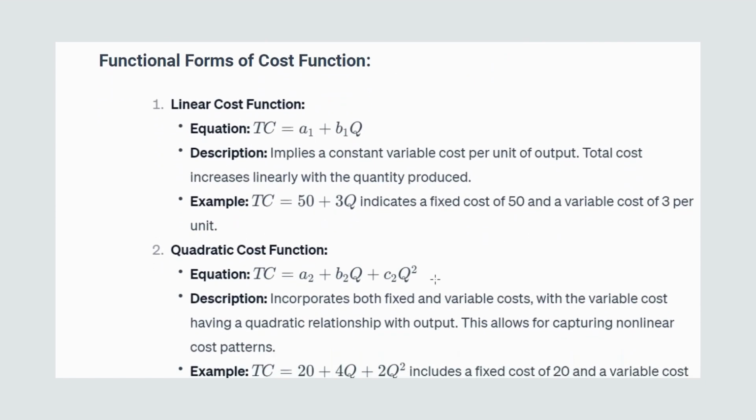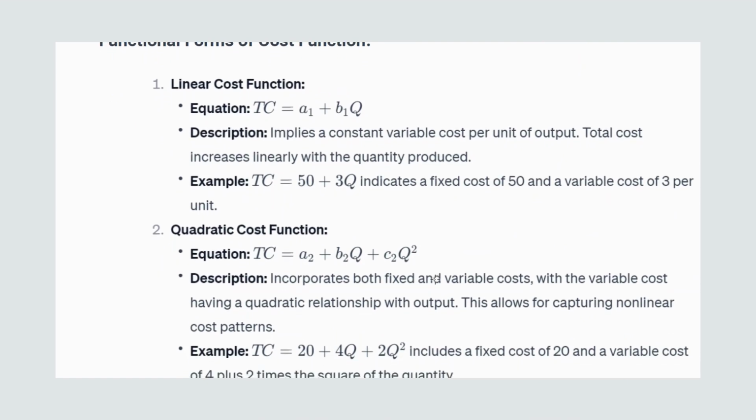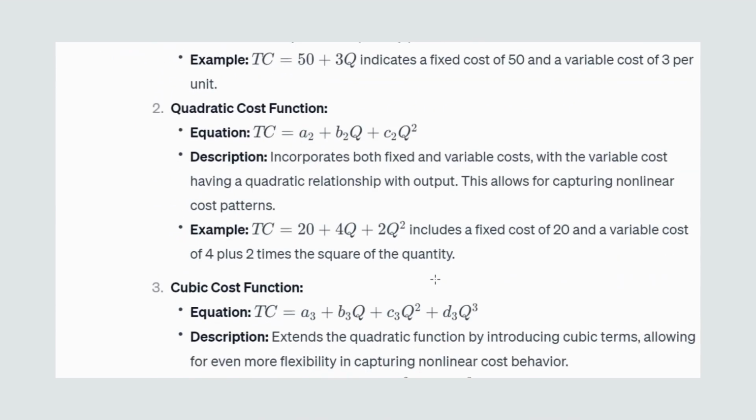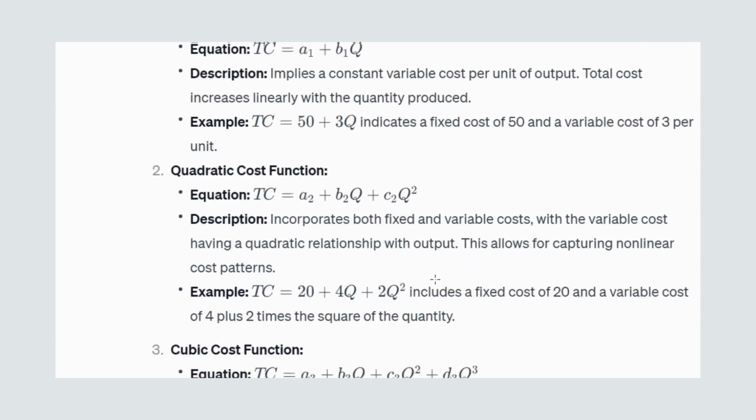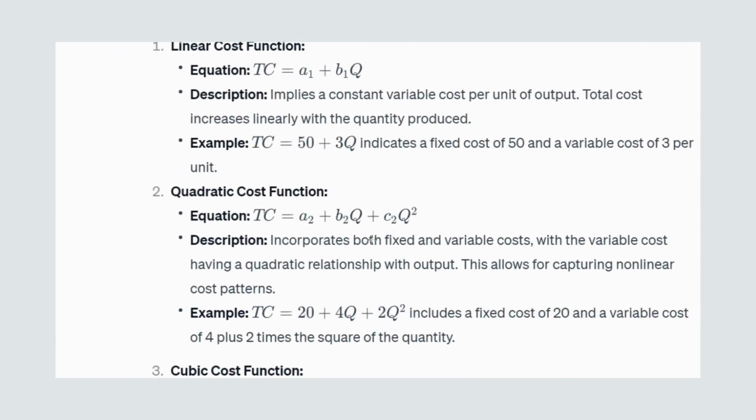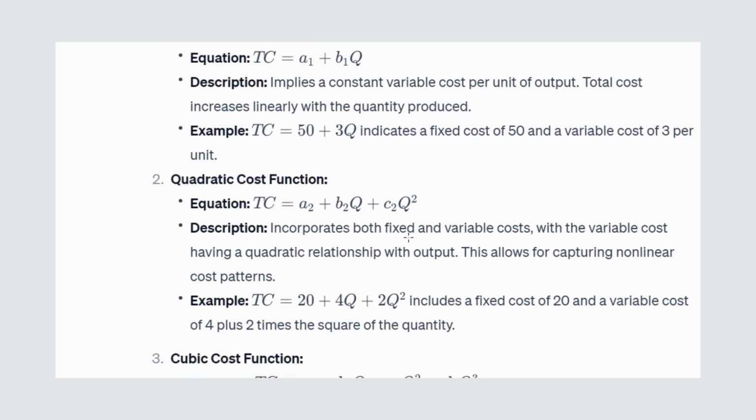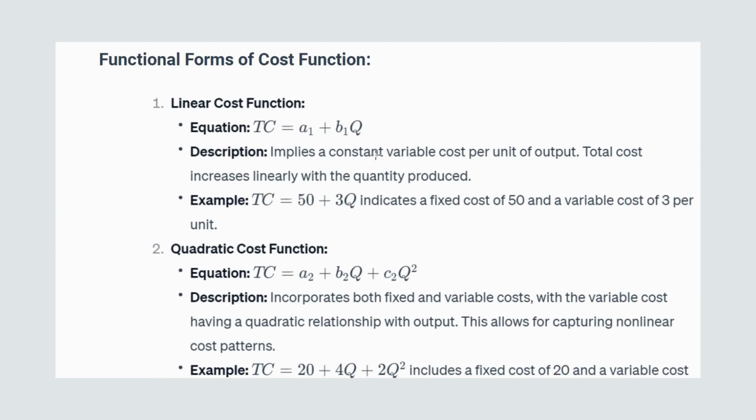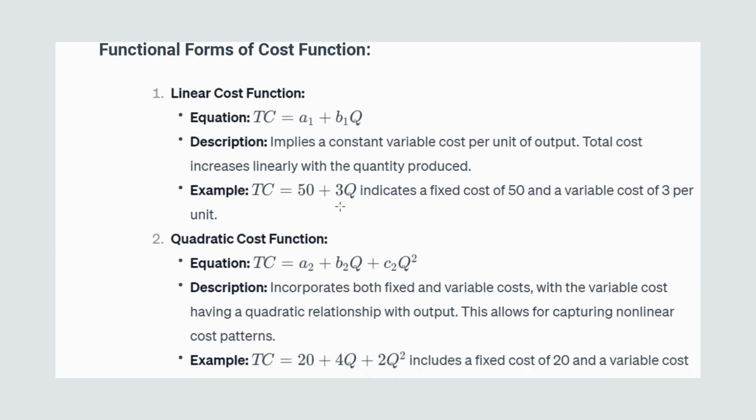Generally there are three functional forms of cost function. The first one is linear cost function, then quadratic cost function and cubic cost function. The equation for each of them is given here. A linear cost function implies a constant variable cost per unit of output. So the total cost here increases linearly with the quantity produced. An example is given over here regarding linear cost function.